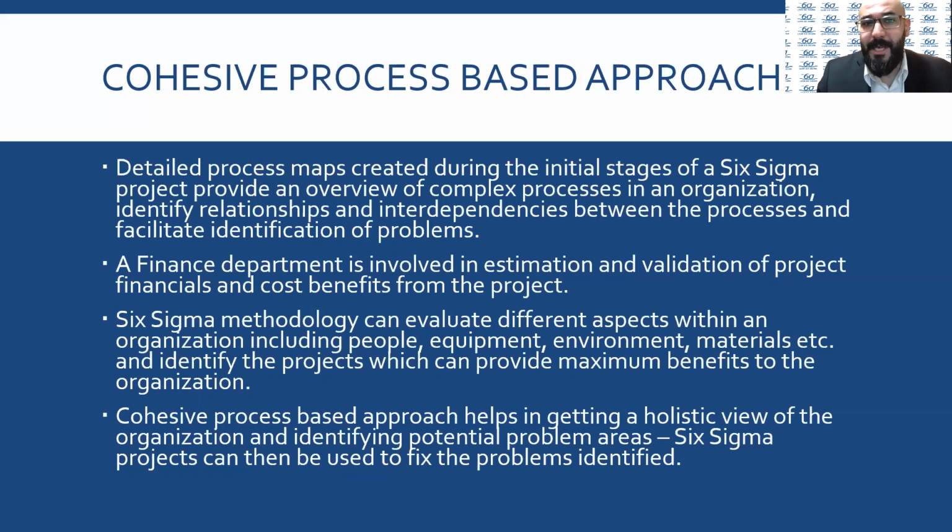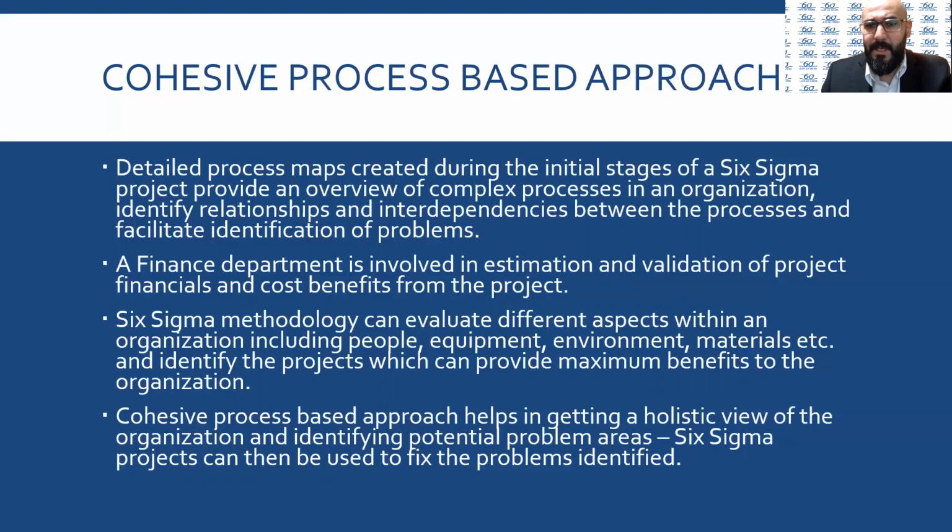Cohesive, detailed process map created during the initial phase of the Six Sigma. This will provide an overview of complex processes in an organization and identify relationships. As long as you bring the details, you will be able to uncover the relationships and interdependencies between the processes, and between the processes and the issues and problems that we have.